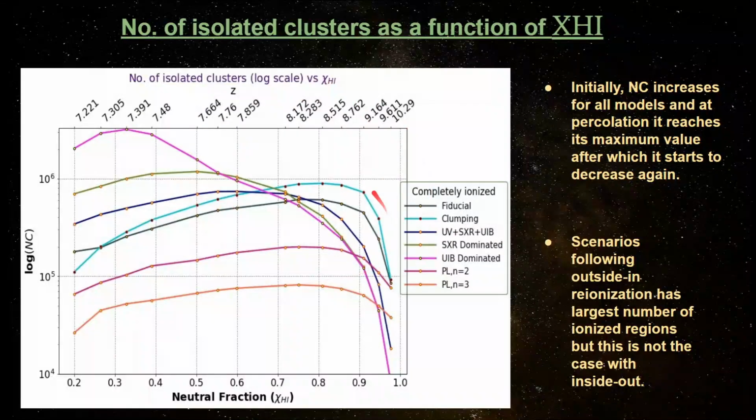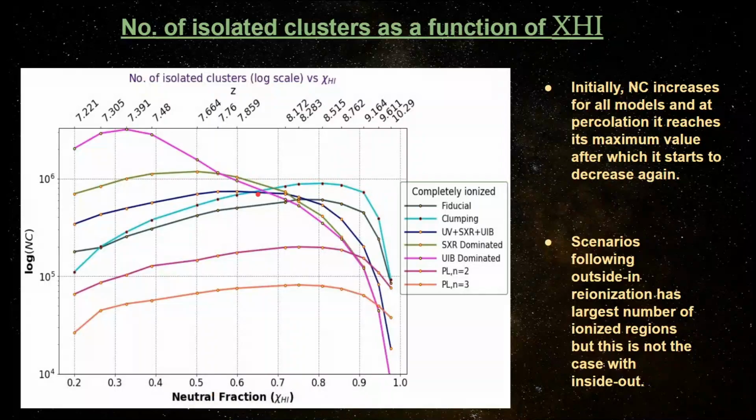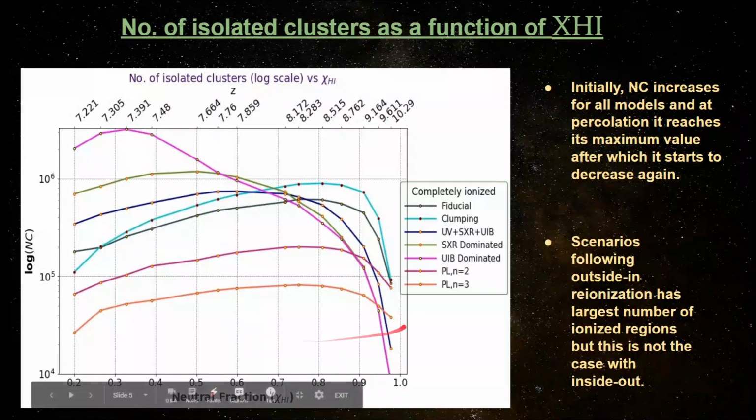Now this is another interesting result which we have obtained. Here we have plotted the number of isolated clusters in log scale against the neutral fraction. We can see that the number of isolated clusters increases for all models, and after percolation they decrease in size. The scenarios which follow outside-in reionization have the largest number of isolated clusters as compared to the scenarios which follow inside-out.